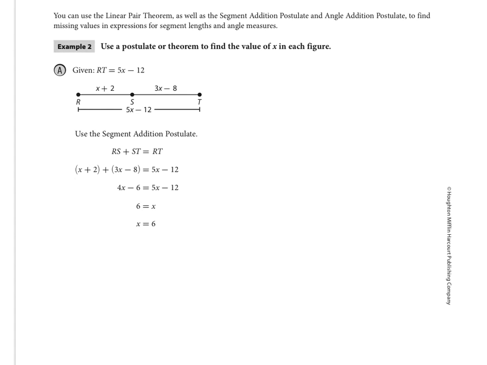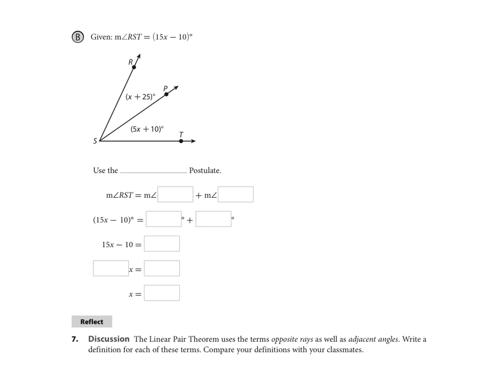So as we go to the next page, page 49, we're going to do the same thing, only now we have an angle, okay? So this time, instead of using the segment addition postulate, we of course are using the angle addition postulate. And you just need to be careful with the labels here. It says the measure of angle RST, so that is RST, tracing it with your finger. That's the big angle, okay?